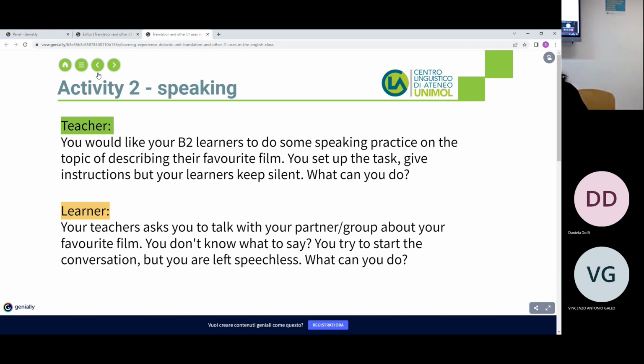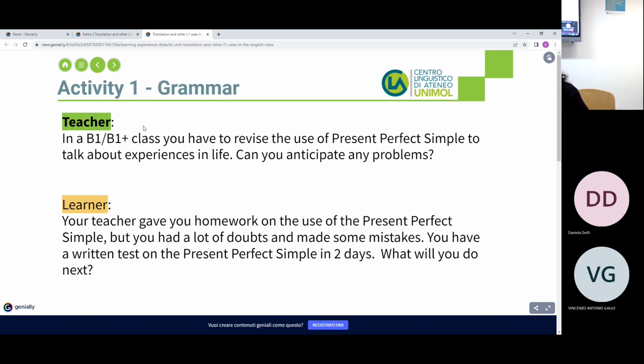So I could go with this one. Grammar. Okay. Now, I'd like you to read. Teacher, you read, if you're a teacher, you can read the teacher part. If you're a learner, you can read the learner part. Think of the situation and try to answer the question.